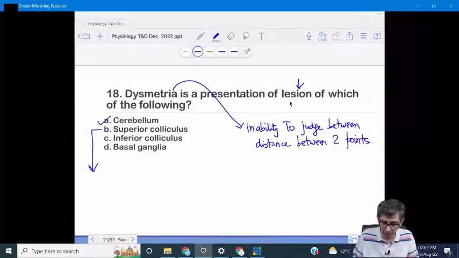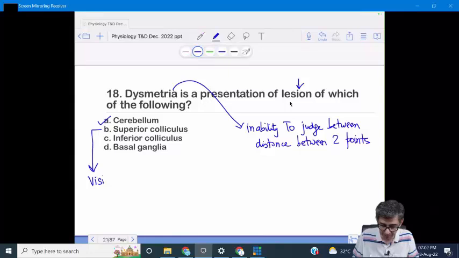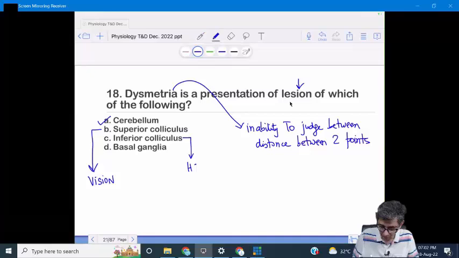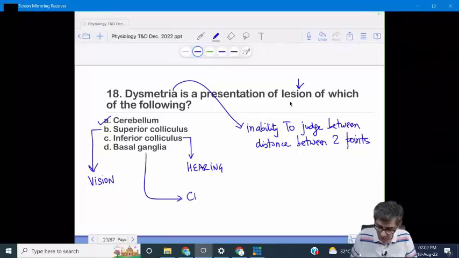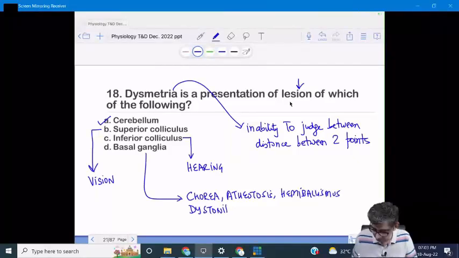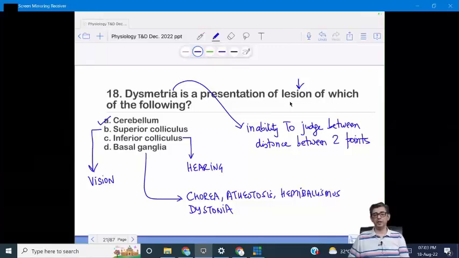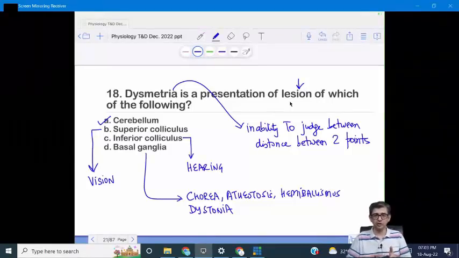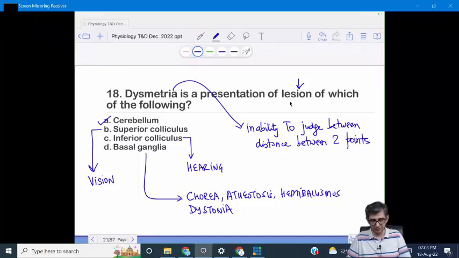Superior colliculus is related to vision. Inferior colliculus is related to hearing. And basal ganglia are so many. I mean, every time we have damage to basal ganglia, the manifestations that occur in the patient are chorea, athetosis, hemiballismus, and more importantly, we don't have dysmetria, but we have dystonia. The manifestations of basal ganglia damage are chorea, athetosis, hemiballismus, and dystonia. The question was on dysmetria, which happens to be a function related to the cerebellum. Answer to 18 is A.